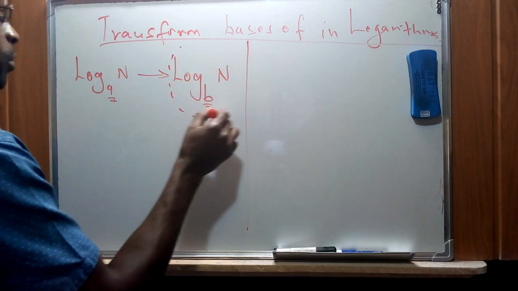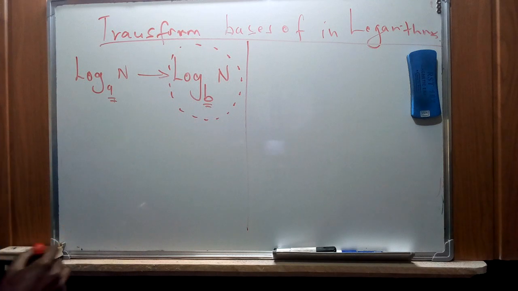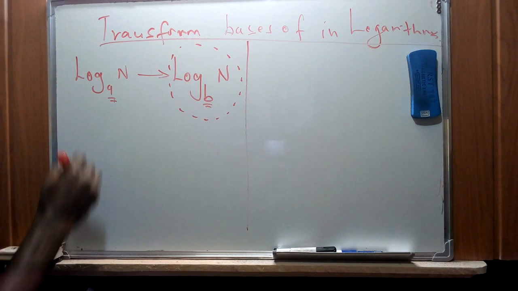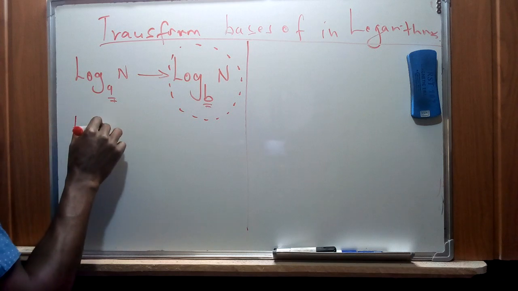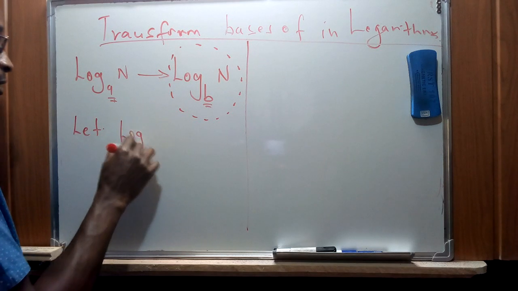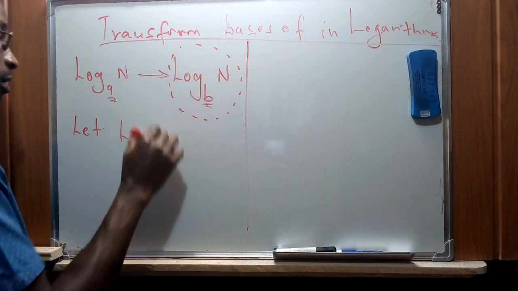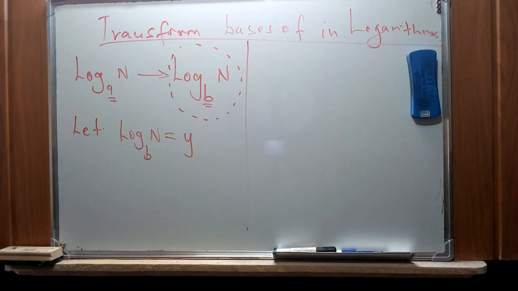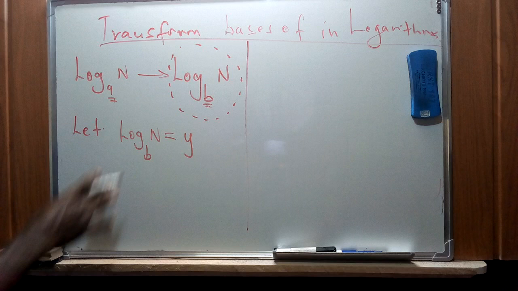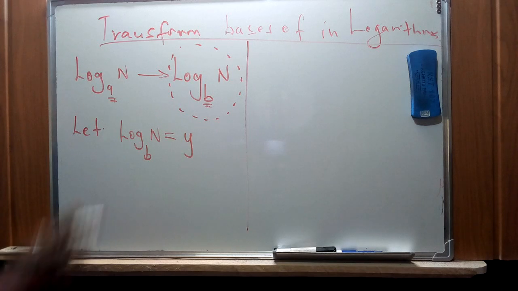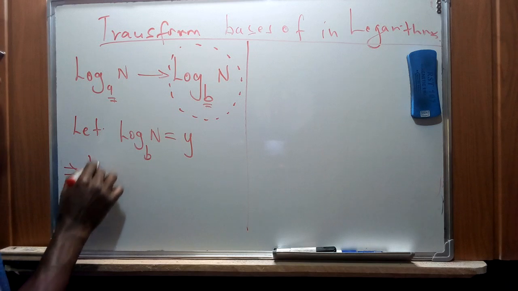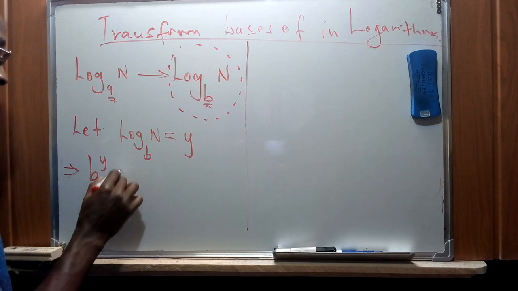So in this case, if we look at the second part of the logarithm that we want to transform into, we can say that let log to base b of n be equal to y. Looking at the relationship between logarithms and indices, we can say that b to the power of y is equal to n.